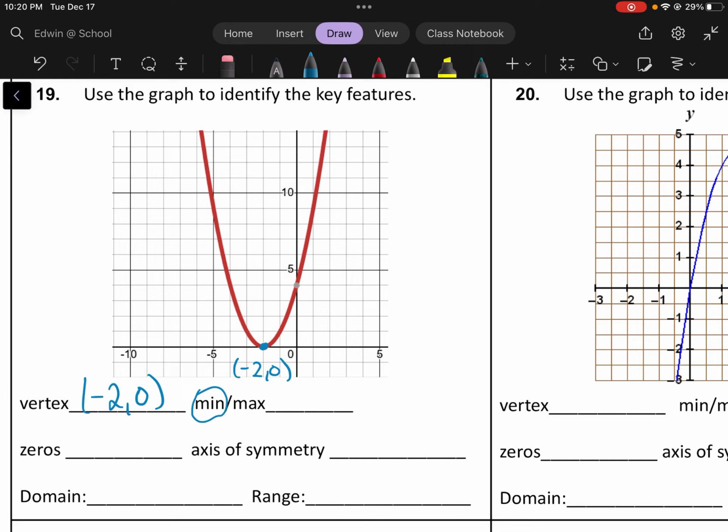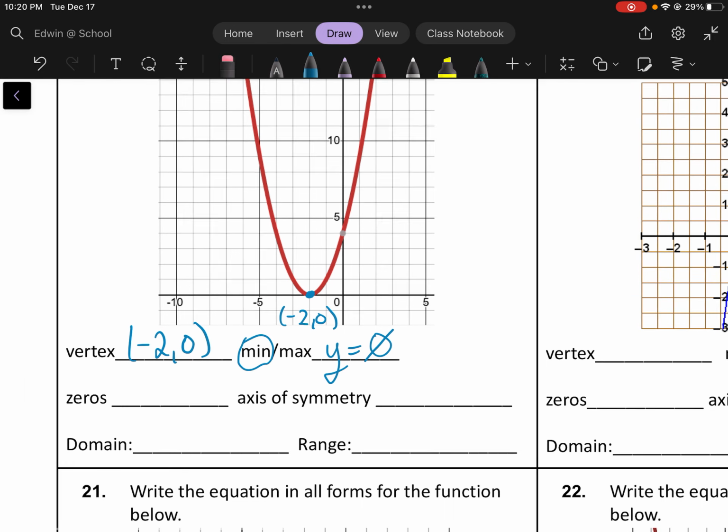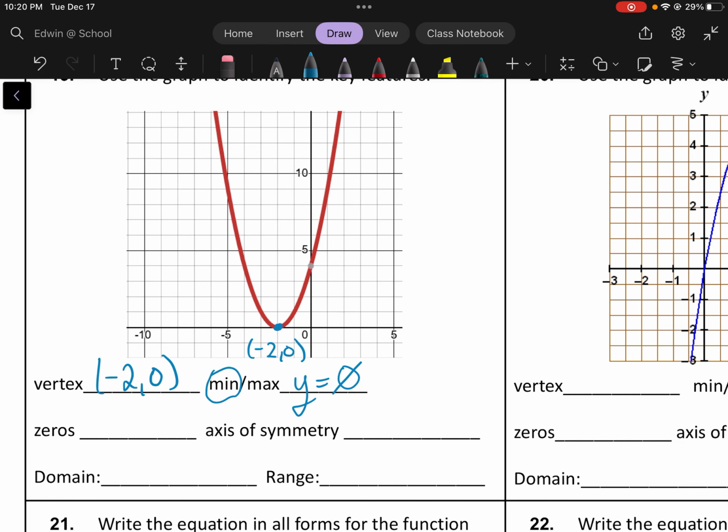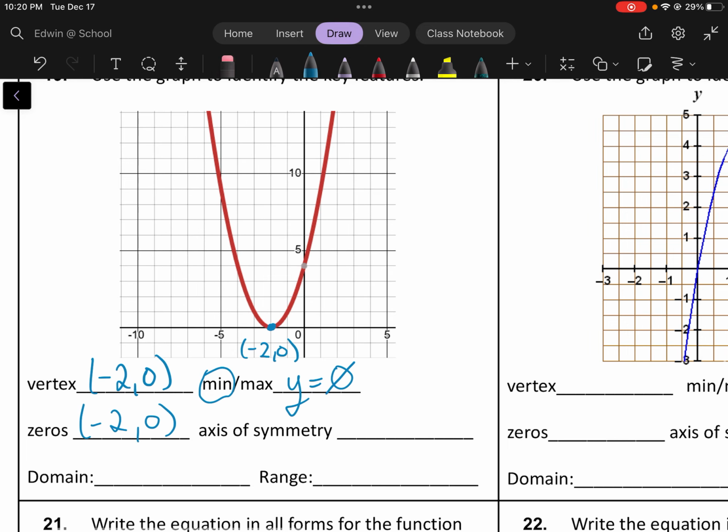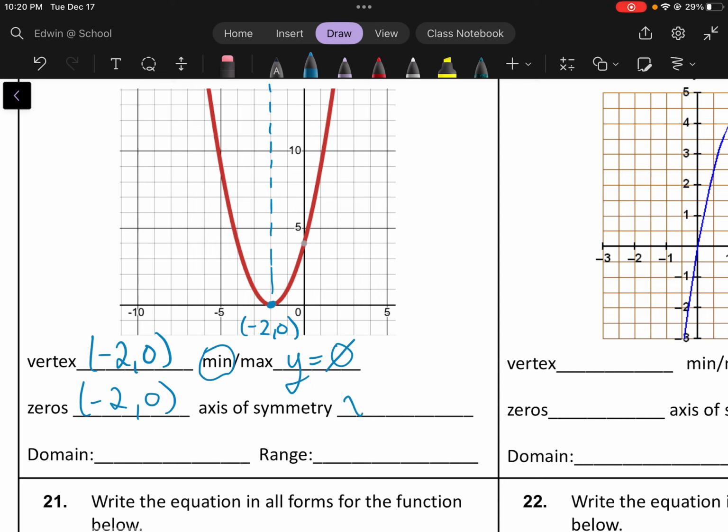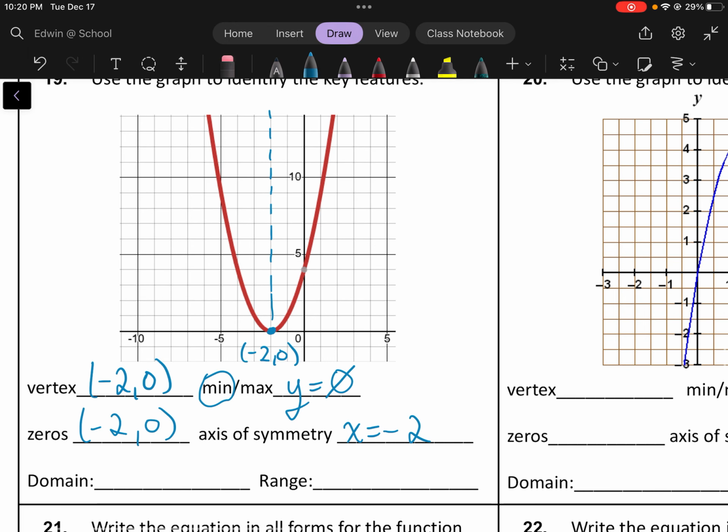We also notice that it's a minimum. It kind of looks like a valley, so we'll circle minimum, and it's going to be at y equals whatever the y value was, which is 0. Minimum is y equals 0. Zeros. It touches the x-axis at, coincidentally, the same place where we had a vertex. So we're going to have negative 2, 0. Find that the axis of symmetry, it's always going to be equal to the x value of the vertex. So we got x is equal to negative 2.